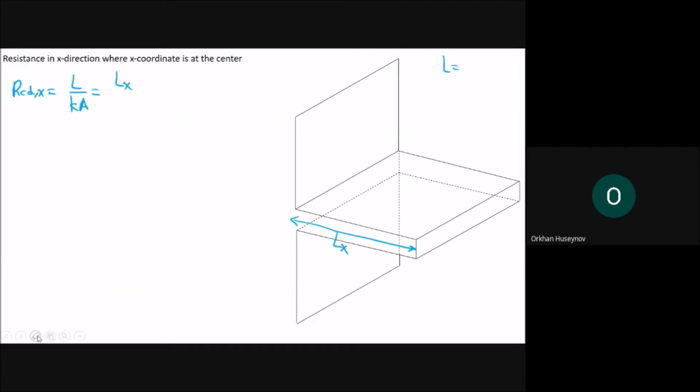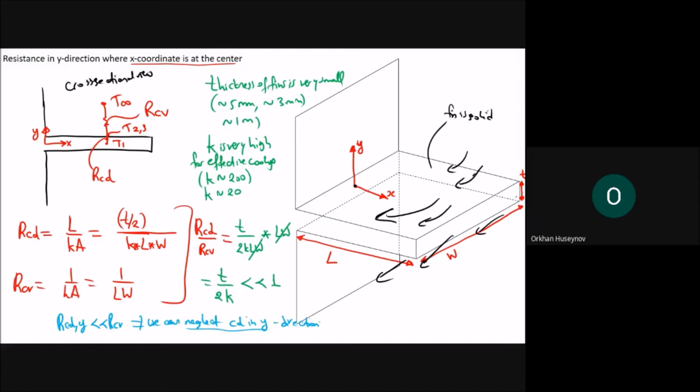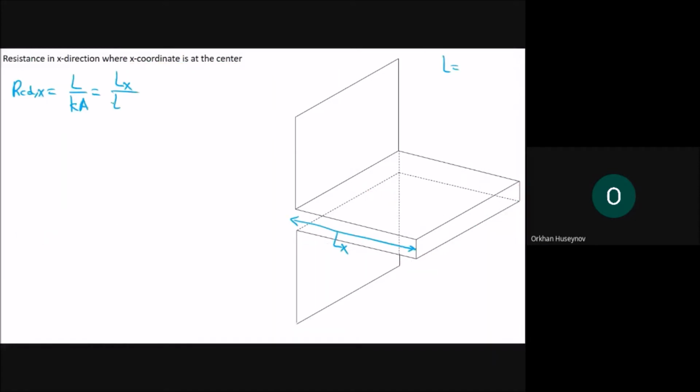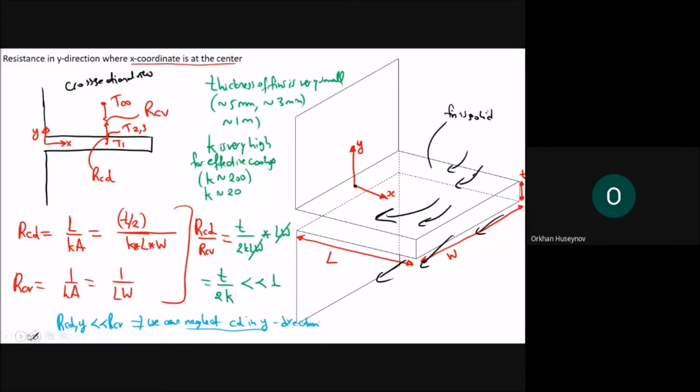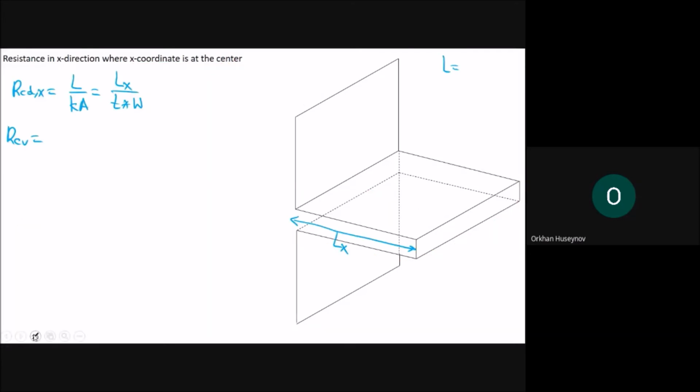Okay. And the Lx is divided by the area. The area will be the thickness times the W, so T multiplied with W. And the RCV will be the same RCV here. So you have 1 by, so you also have H here. Sorry, I had forgotten the H value. So you have the H value here. And the next is that RCV will be 1 by H into area, which is L into W.